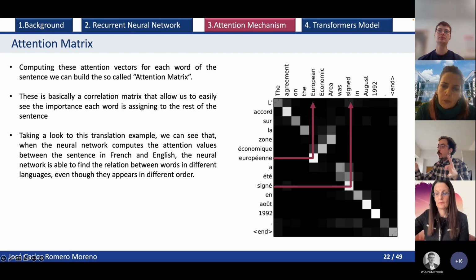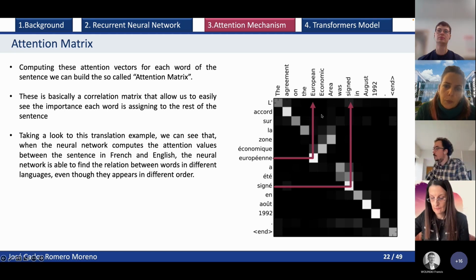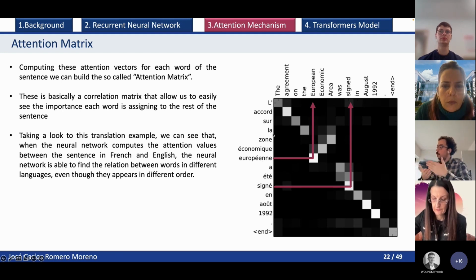For example, if we compute each word with the rest of the words, all against all, we have a matrix of values. In this example of a translation of a sentence from French to English, the whiter it is, the higher the value. If it's white, the value is higher, and if it's black, the value is lower. And we can easily see that it is able to get the information of the relation between the words, even though the words are not in the same position in the sentence, because for different languages, the order of the words can change.